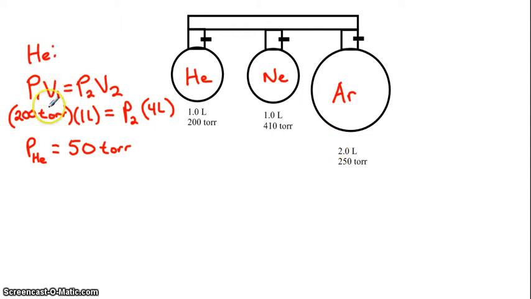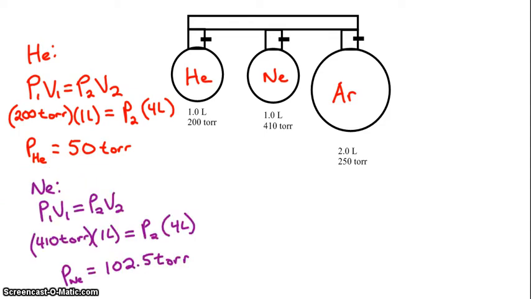So using Boyle's law, the initial pressure of helium is 200 torr. The initial volume is 1 liter. The final pressure is what we're trying to calculate, and the final volume of the helium is going to be 4 liters. So solving this for P2, which represents the pressure of helium, that would be 50 torr.